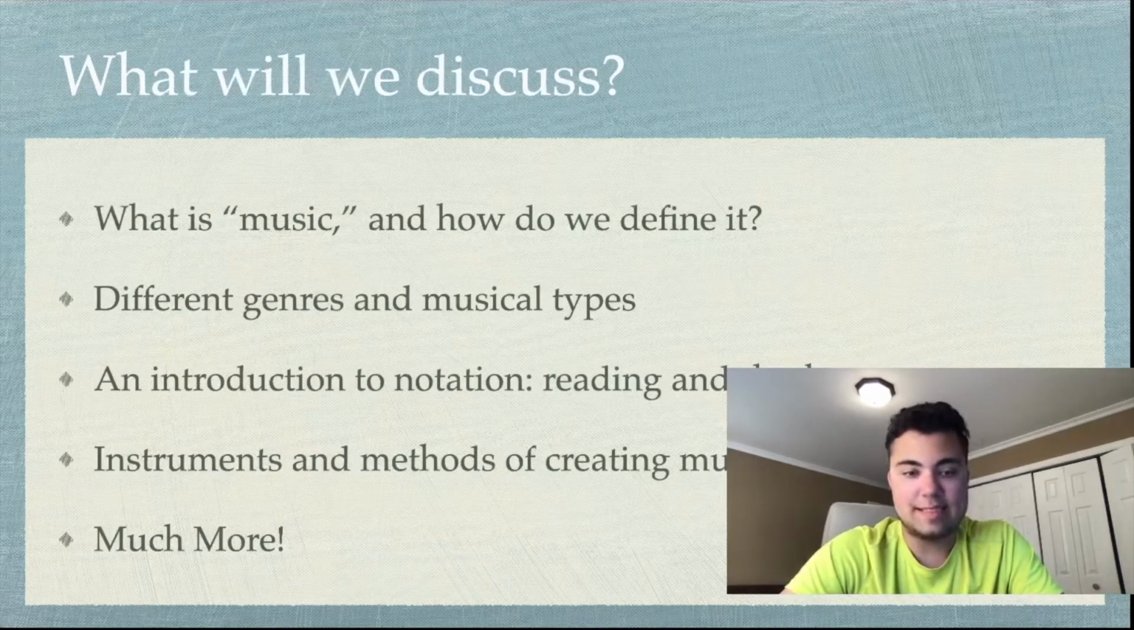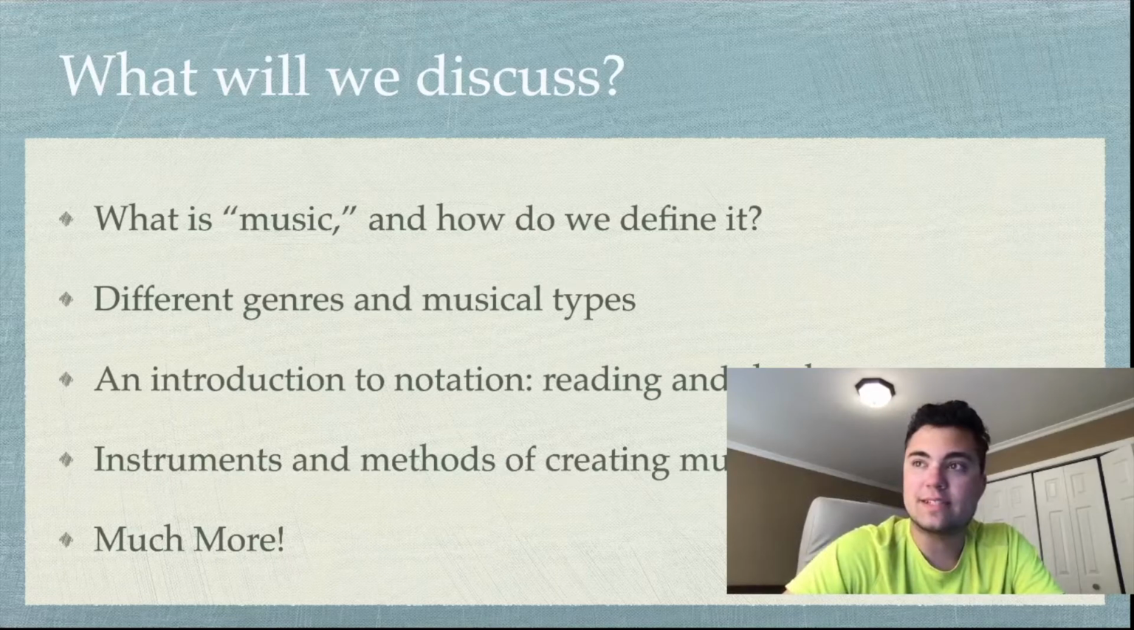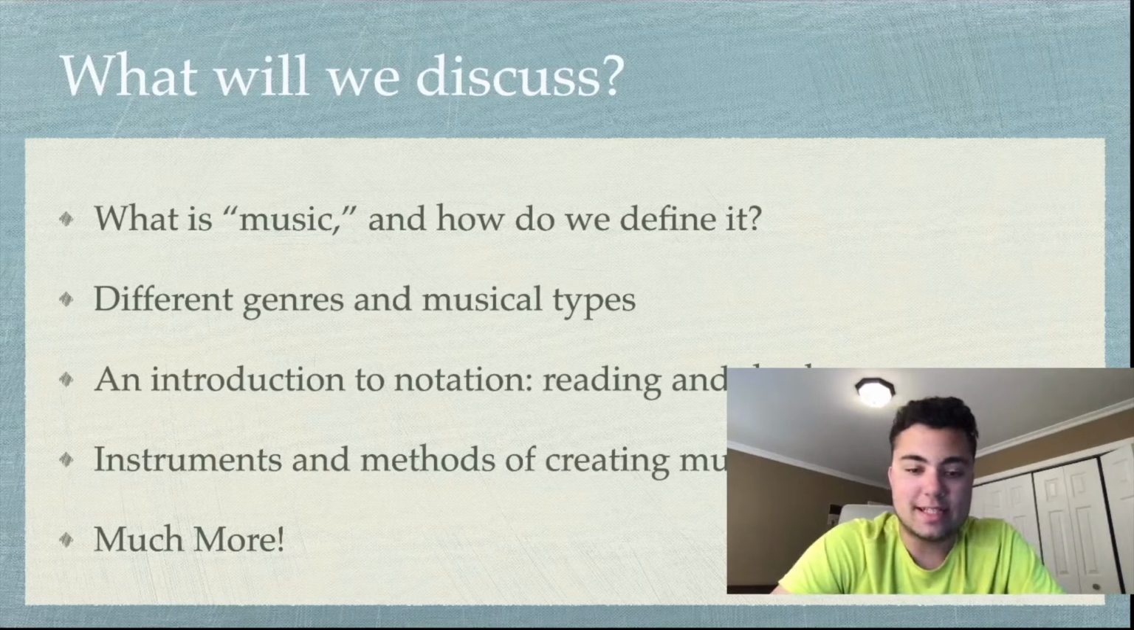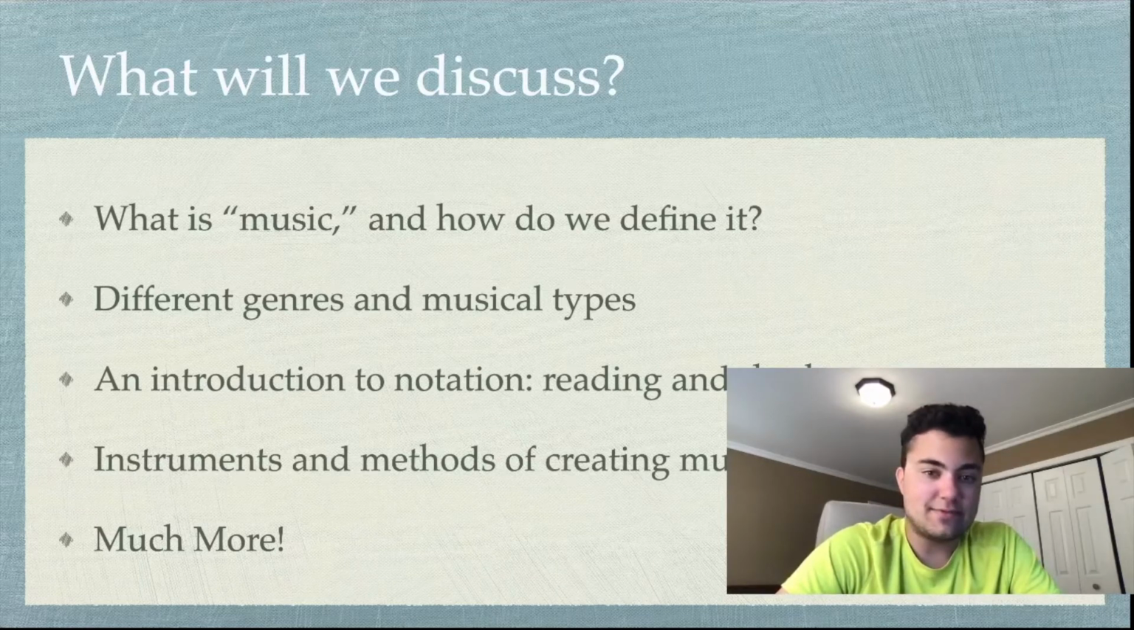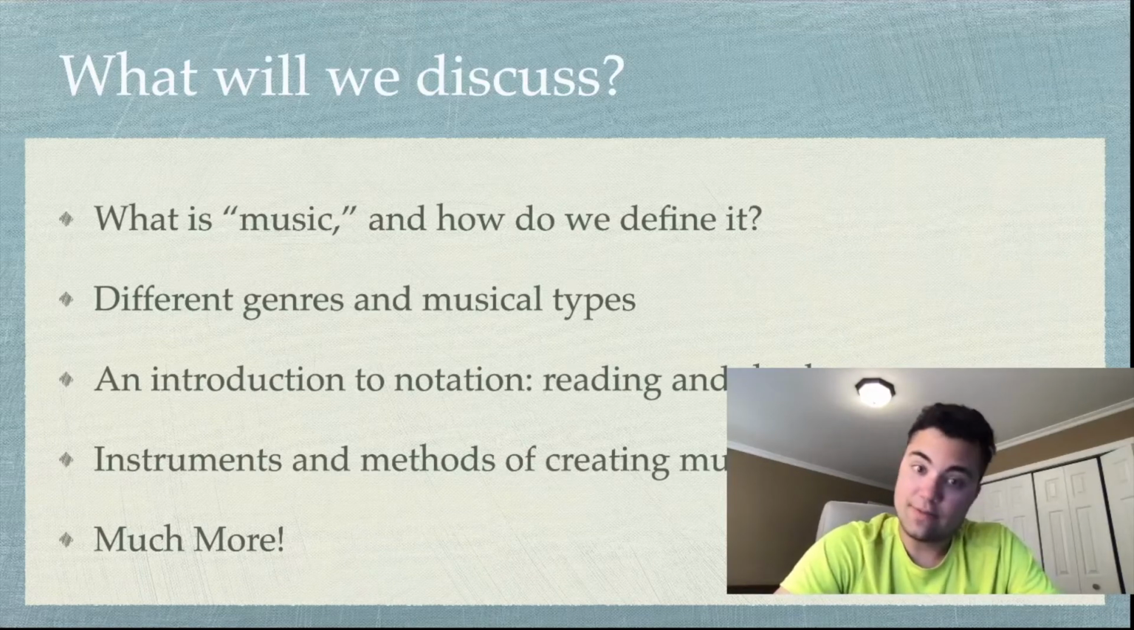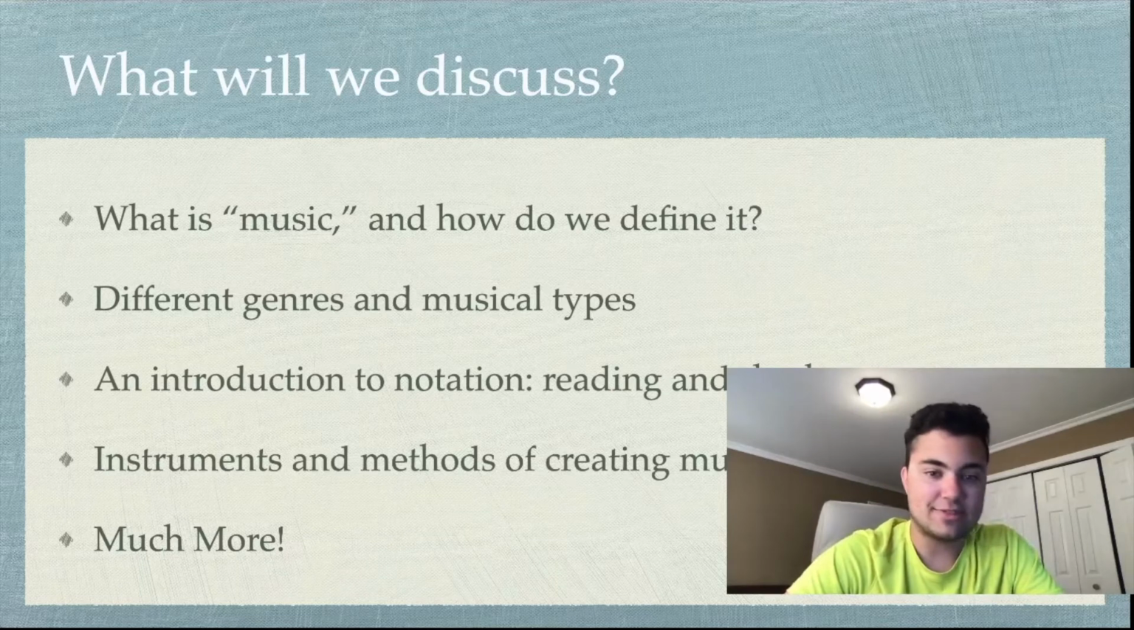So what types of things will we discuss here? We're going to talk about what music actually is, and if you noticed on my title slide, I had a picture of an orchestra and also a picture of folk music, because sometimes we tend to eliminate music that isn't from our own culture. So we're going to talk about that. We're going to try to define music, which is more difficult than you might think. We're going to talk about different genres, musical types.